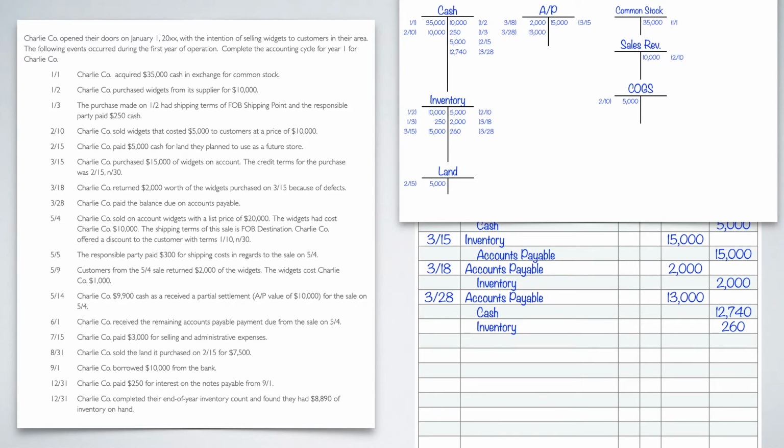Now let's go to 5.4. Charlie Company sold on account widgets with a list price of $20,000. The widgets had cost Charlie Company $10,000. The shipping terms of the sale were FOB destination. Charlie Company offered a discount to the customer with the terms 1/10, net 30. We're real generous with our 1% discount. But let's go through this.